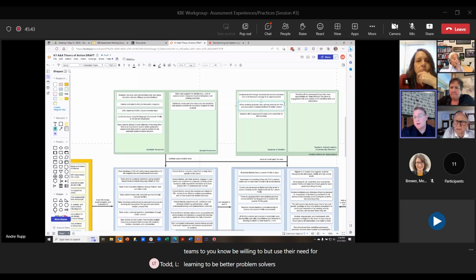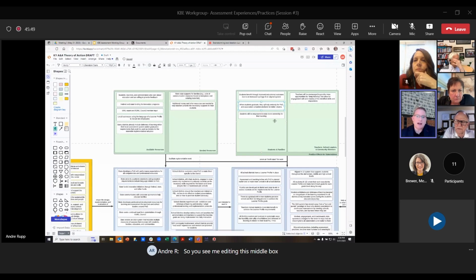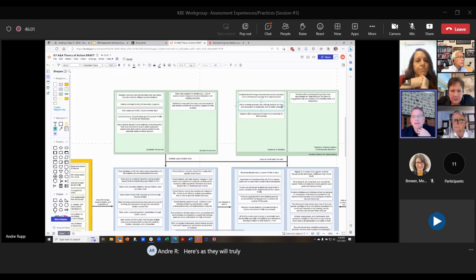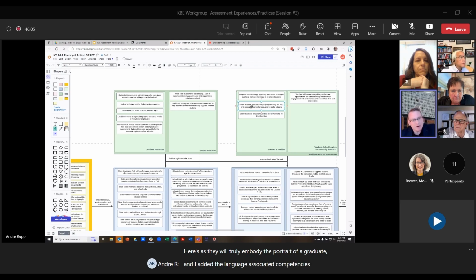Right. And I think, Lee, that's a great point. And so this gets to the issue of granularity, right? So you see me editing this middle box. To me at a higher level, that was sort of embedded in that box, but it wasn't calling out the individual skill sets, which could be done, right? Here it says they will truly embody the portrait of a graduate, and I added the language associated competencies, and then being a stronger collaborator, for example, would be one of them.